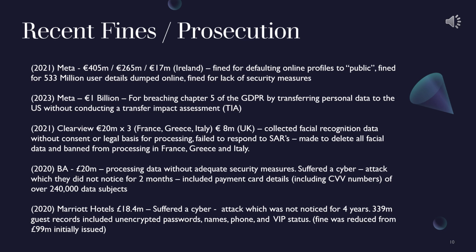What happens when things go wrong? As you can see from this slide, some huge fines have been handed out over the last couple of years. Let's start with Meta. Meta includes platforms you know as Facebook and Instagram. In 2021, Meta was handed 3 fines, totaling €687 million.